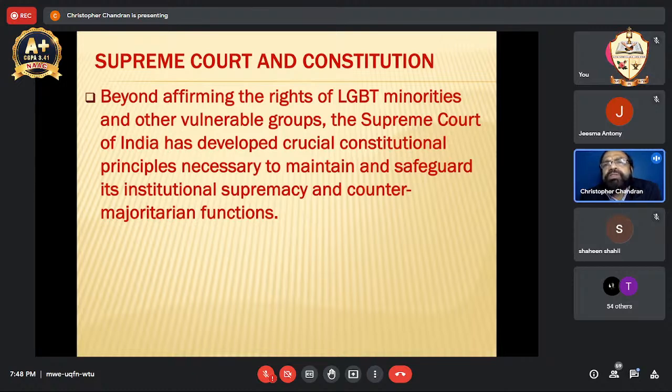What I'm trying to say is, most of the time, the Constitution is a voice of the majority. The Constitution also provides rights for the minorities, protective and positive discrimination. But here, the Supreme Court affirmed the rights of the LGBT minorities and other vulnerable groups. And it is trying to maintain institutional supremacy. If the Supreme Court does not prove its supremacy or judicial independence, the Constitution is in trouble.